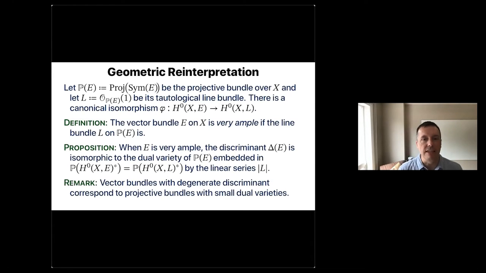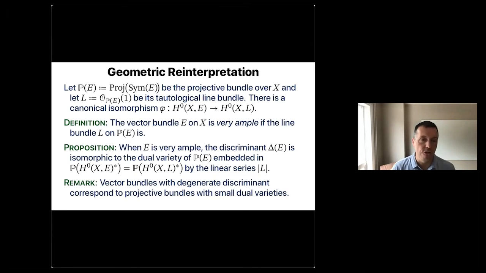So P of E is the projective bundle, really thought of as a variety or scheme. We can construct it using the symmetric algebra, but I won't need that technology. It's really a geometric object, a space over X. It comes with a natural projection map to X. And as a projectivized bundle, it also comes with a tautological line bundle, O of 1, given by one-dimensional quotients. So every projective space comes with a tautological line bundle.